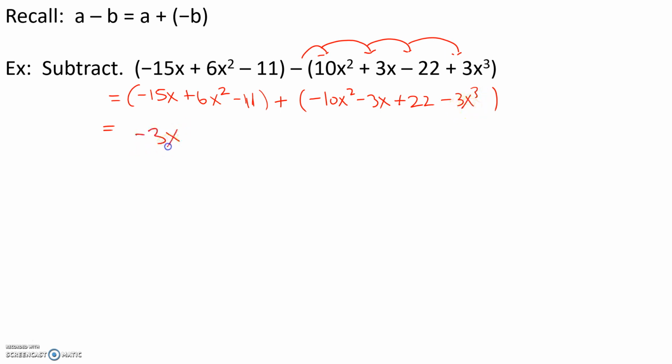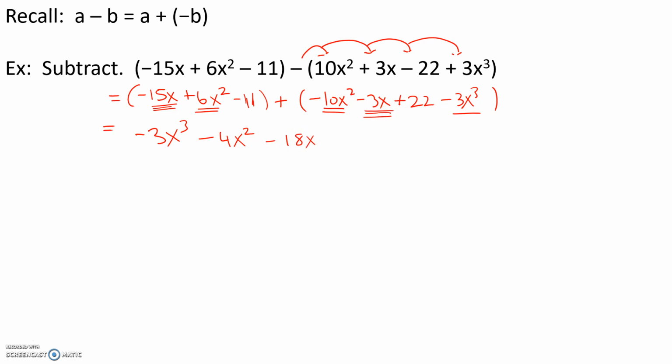And since there is no other exponent with a degree 3, negative 3x cubed is our only monomial with a degree 3. Now let's look at the x squareds. We have a 6x squared and a negative 10x squared. 6 minus 10 is negative 4, which gives us a negative 4x squared. Then we have a negative 15x and a negative 3x. If you combine our like terms, that's negative 18x.